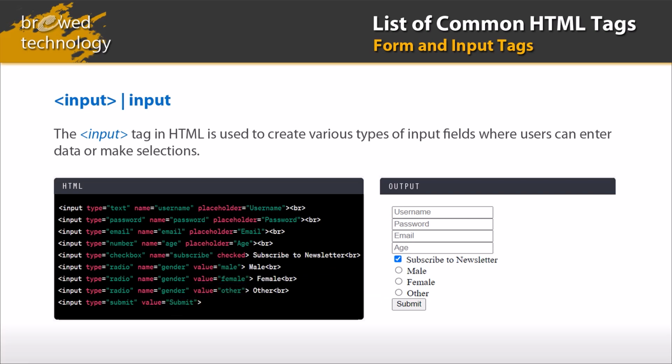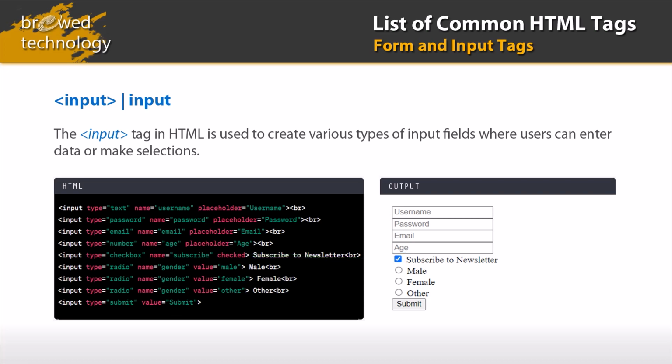We also have the checked attribute, which is used for checkbox and radio types. The checked attribute is used with checkboxes and radio buttons to pre-select or mark an option as selected by default. It allows you to specify that an option should be checked or selected when the page is loaded. Here in our example, the subscribe to newsletter checkbox is checked by default. This is because the checked attribute is specified in the input tag.